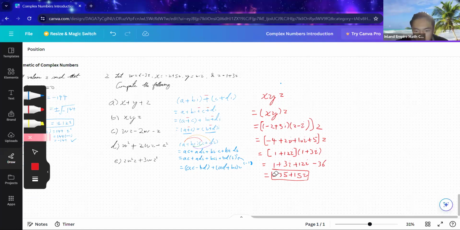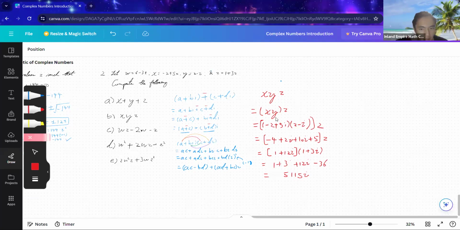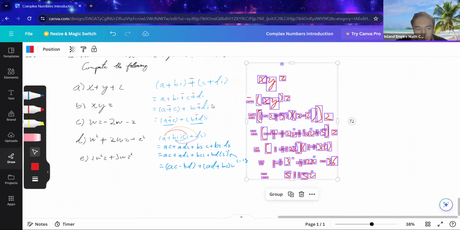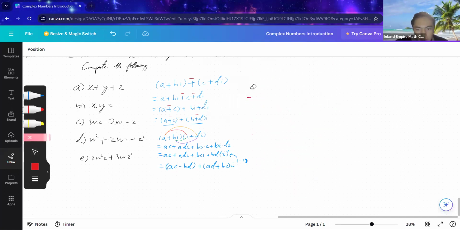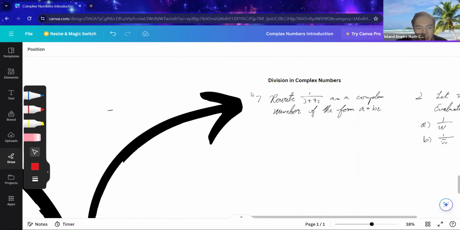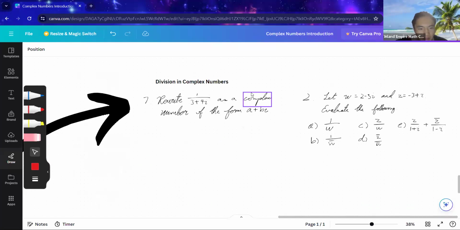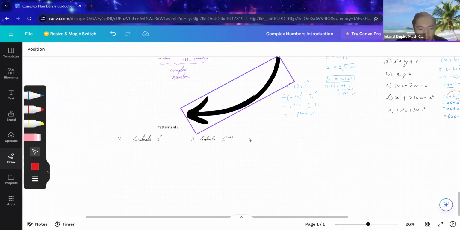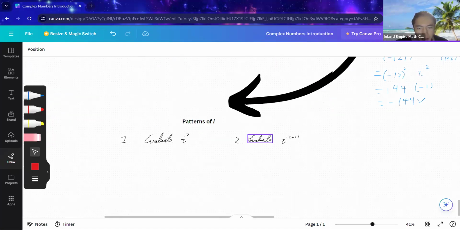I am going to go ahead and erase this just so that Canvas doesn't say I'm running out of elements. And I am going to go ahead and move on to the next part. So I'm going to follow this arrow, and it says, oh, wait, no, there should be a different arrow here. And we're going to find patterns of i.